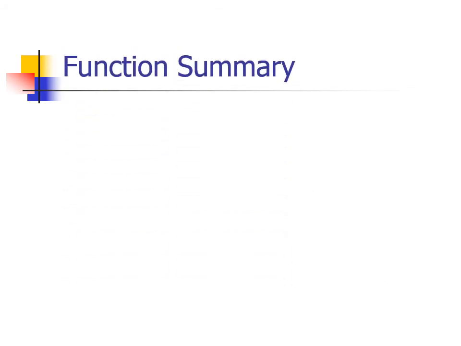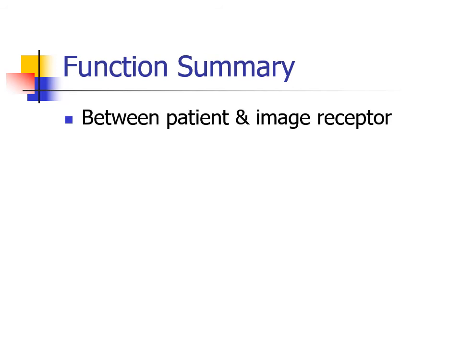The main purpose of the grid is to remove or reduce scatter radiation that is caused by thicker body parts. Reduction of scatter causes an increase in contrast resolution on the final image. The grid is positioned between the patient and the image receptor.